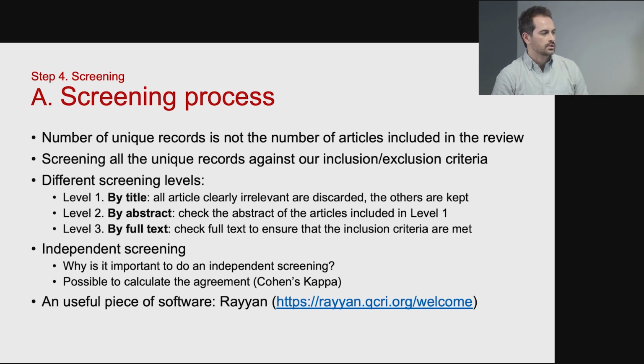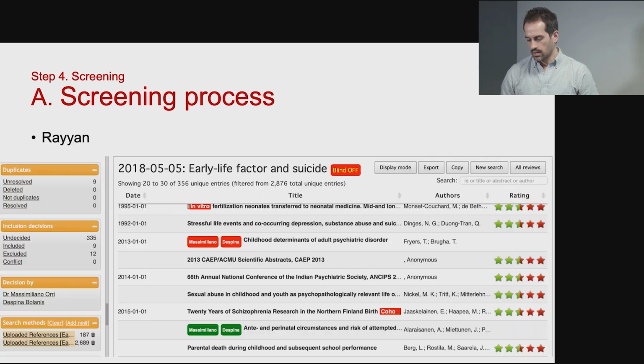This is a useful piece of software, Rayyan, that is free. It is a web page, a software that everyone can use. It's free, and it looks like this. You take all your records, for example, from EndNote or Zotero, and import them in this software. Multiple people can use the software independently. So, for example, if you say here, this is me, Massimiliano, and Despina, and independently this was masked. I could not see Despina's decision.